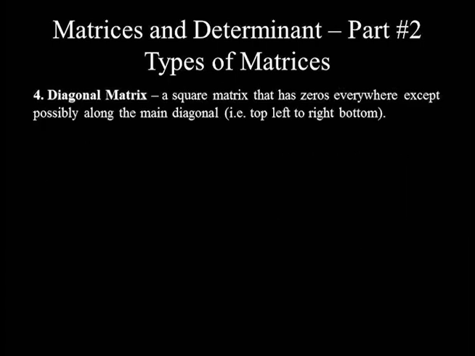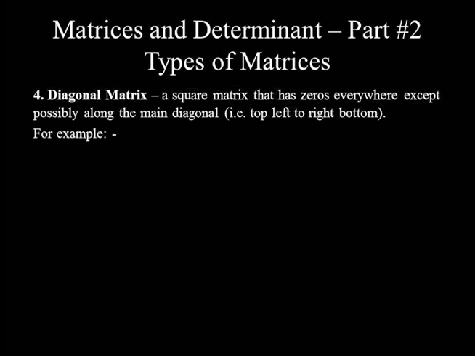It's a square matrix that has zeros everywhere except possibly the main diagonal. The main diagonal is a line that extends from the top left to the bottom right. For a matrix to be called a diagonal matrix, it has to fulfill the following requirements. The first requirement, it should be a square matrix. That's the total number of rows has to be equal to the total number of columns. The second requirement, elements other than the main diagonal elements have to be 0. Main diagonal elements may or may not be equal to 0.